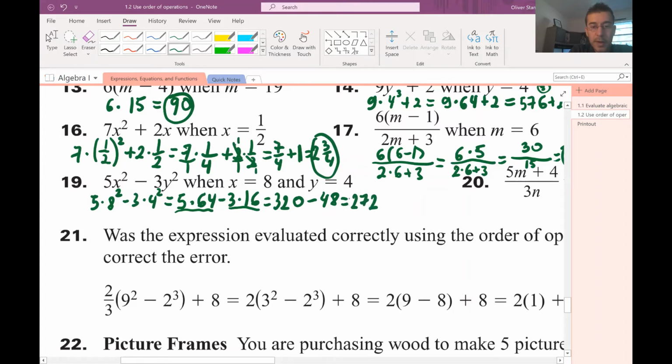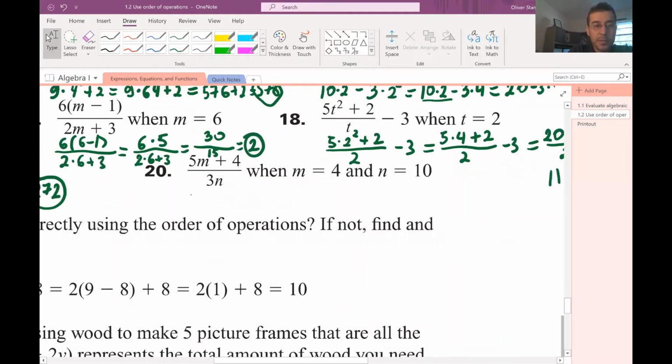And that is 272. And how did I do that fast? I imagined 320 minus 50, which is 270. But it's actually 272 because there are 2 extra here. You can do that on the side if you like, or in the calculator. So 19 is 272, and then 20.